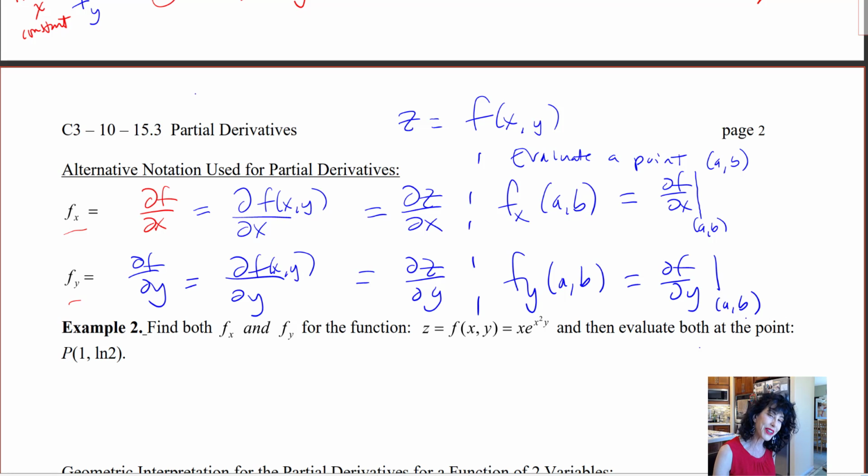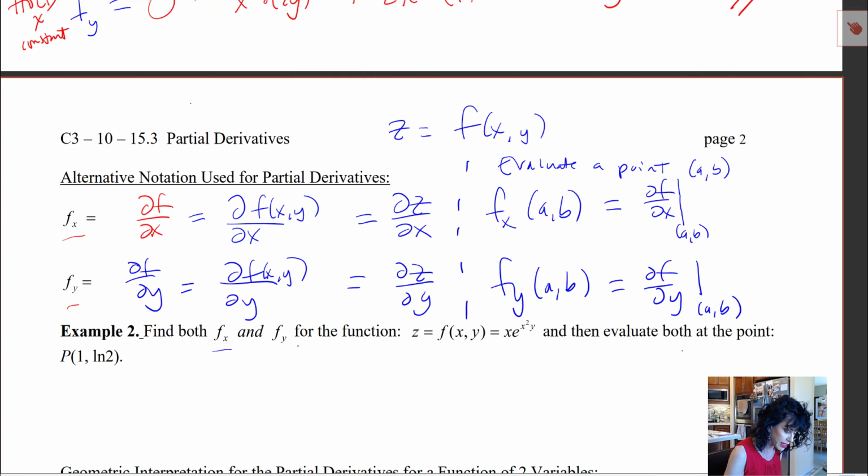Okay, so let's do another example. They want us to find the first partials here, fx and fy, for this function, z equals f of x, y, which is x e to the x squared y power. And then we're going to evaluate both of those partials at the point 1, ln 2. Now this is going to be a little bit trickier than the last problem, so pay attention to see why that's the case. So put on your glasses.